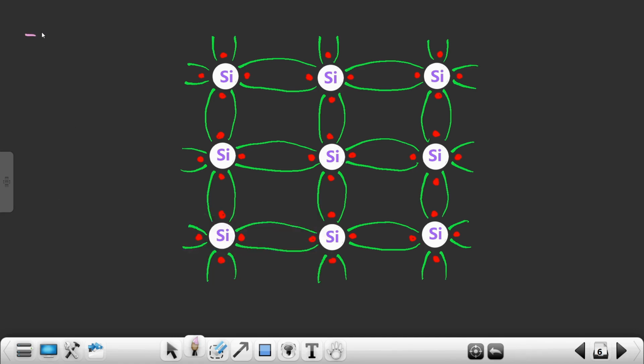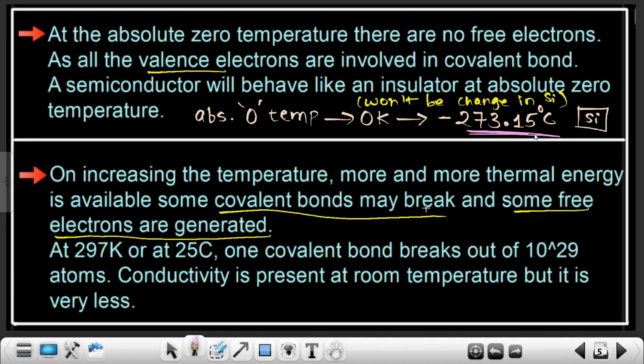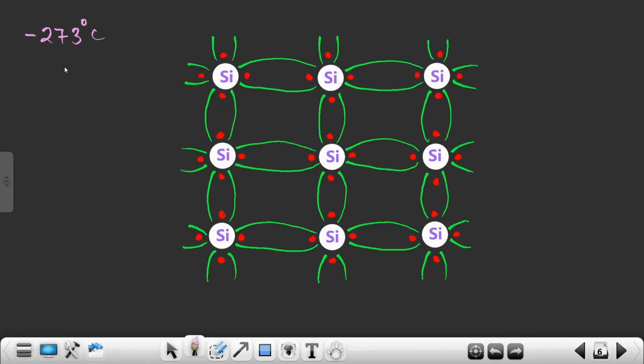See what we are doing. We were present at minus 273 degrees Celsius, as I had mentioned over here. See, minus 273.15. I'll just take the rough value, that is minus 273 degrees Celsius, and from minus 273 degrees Celsius we are moving to room temperature, that is around 25 degrees Celsius.